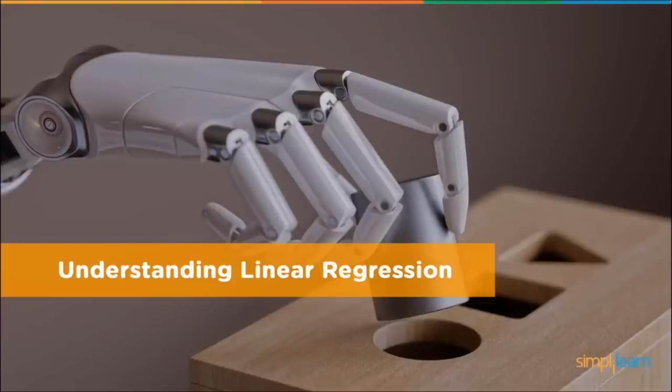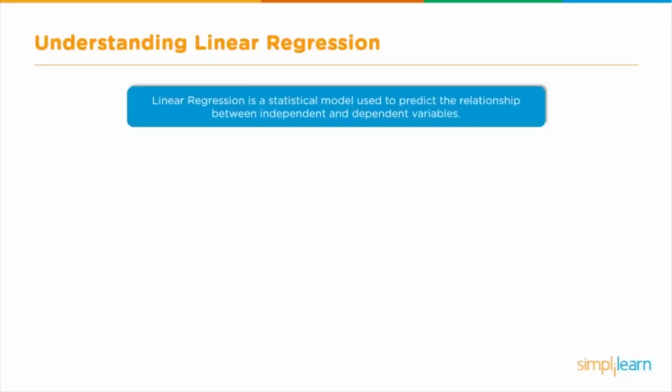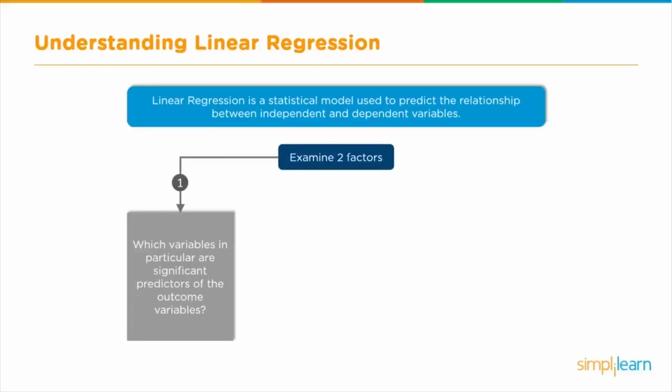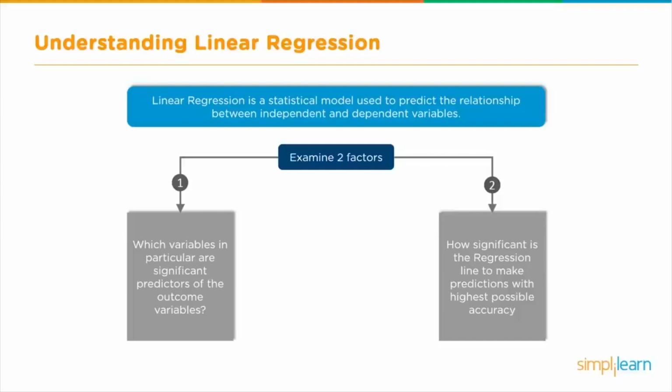Understanding linear regression. Linear regression is the statistical model used to predict the relationship between independent and dependent variables by examining two factors. The first important one is which variables in particular are significant predictors of the outcome variable. And the second one that we need to look at closely is how significant the regression line is to make predictions with the highest possible accuracy. If it's inaccurate, we can't use it. So it's very important we find the most accurate line we can get.